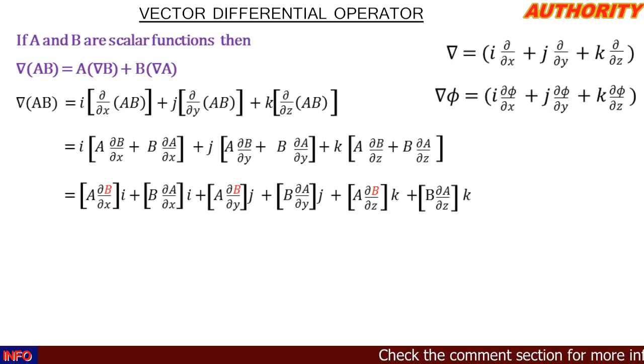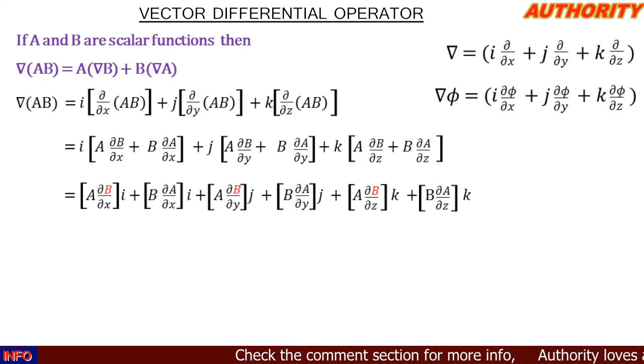As we just opened everything, let's collect like terms. The like terms we want to collect are all the partial derivatives that are multiplying A, let's bring them together, and all the partial derivatives that are multiplying B, let's bring them together. You see that all the partial derivatives that are multiplying A are actually the partial derivative of B. So we bring all the partial derivative of B to one side and all the partial derivative of A to one side.